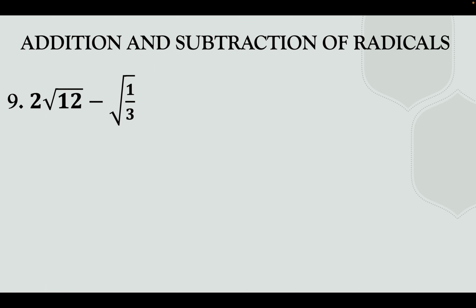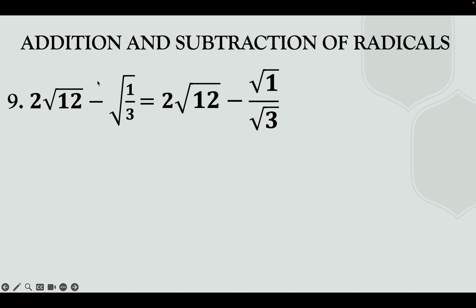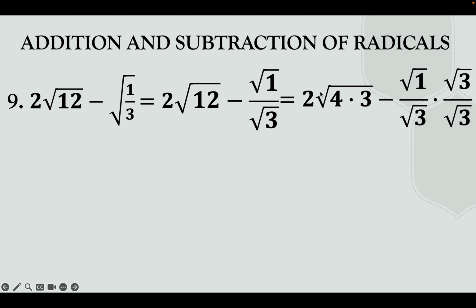Example number 9. So, we have 2 square root of 12 minus square root of 1/3. Again, we will use rationalization in here. So, 2 square root of 12 minus square root of 1 over square root of 3. So, we have 2 square root of 4 times 3, since we can factor 12 into 4 times 3. Since 4 is a perfect square, we can simplify that one later. And then, we have here the rational expression, square root of 1 over square root of 3.